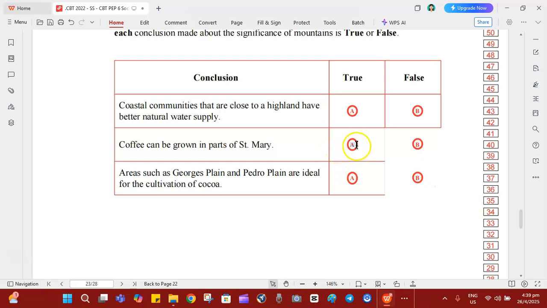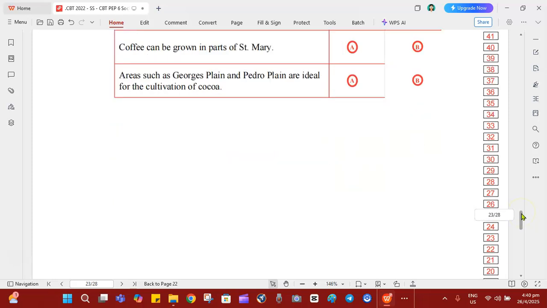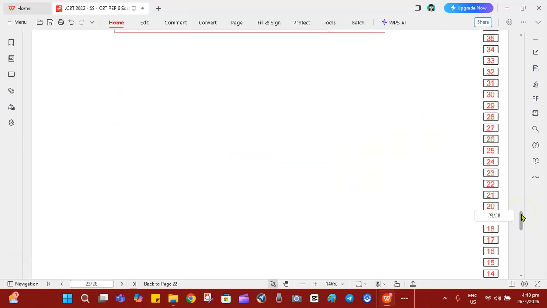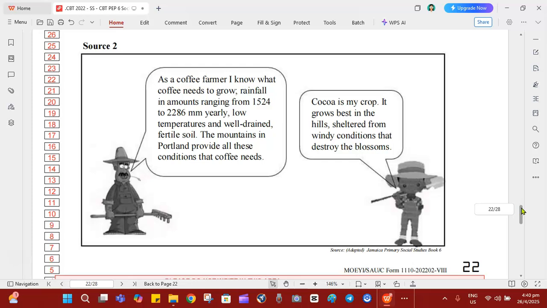So that would be A. Areas such as George's Plain and Pedro Plain are ideal for the cultivation of cocoa. No, plains are flat, dry, hot areas, more so for cane and those, so it would be B, falls. Coffee will grow, cocoa it says will grow in the mountain area, sheltered from the windy condition, best in the hills.